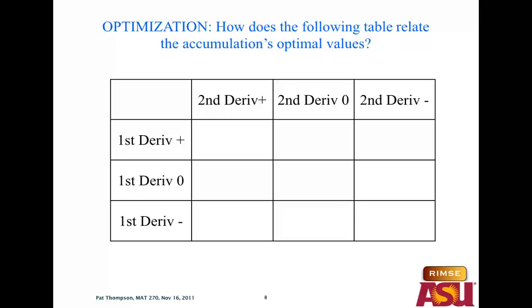So when does the accumulation reach a highest value? And what is that highest value? And maybe it's cost or golf score or something that we want it to be the lowest possible. So when does the accumulation function reach a lowest value? So what does this table have to do with that? Finding values of the accumulation that are the greatest or the least.